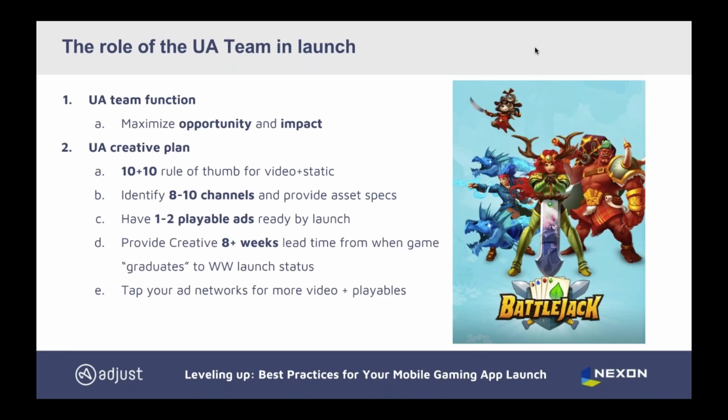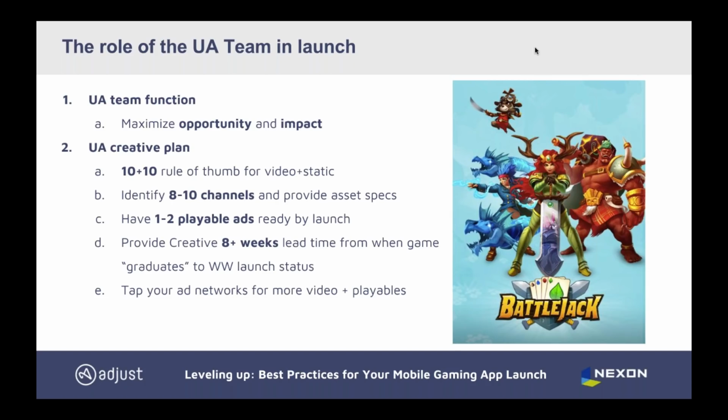So the theme of the worldwide launch is you want to maximize opportunity and impact. There's a lot of things that happen or opportunities that present themselves during that first week and first month that won't happen at any other time during a game's life cycle. So you really want to make sure that you're set up to take full advantage of them.